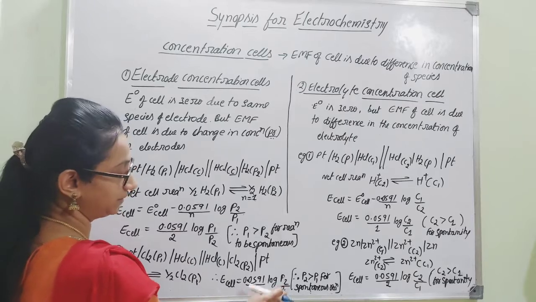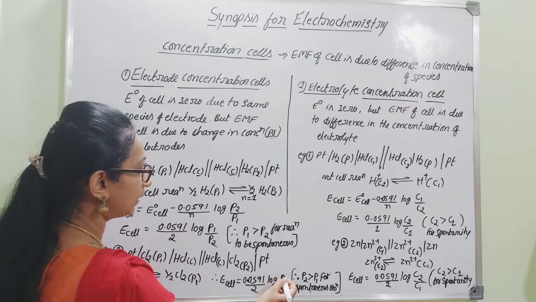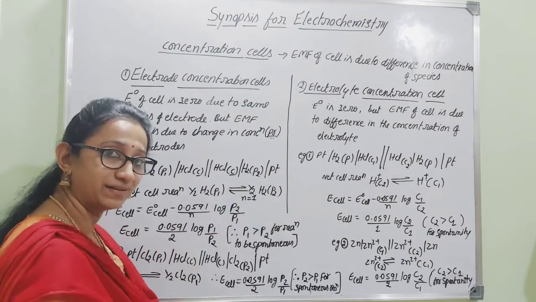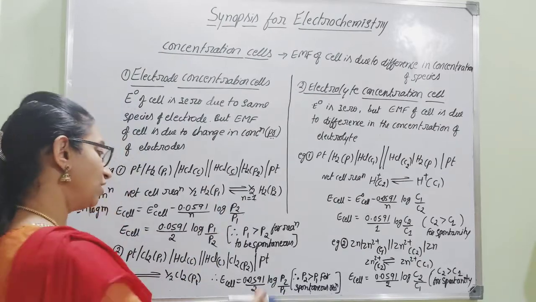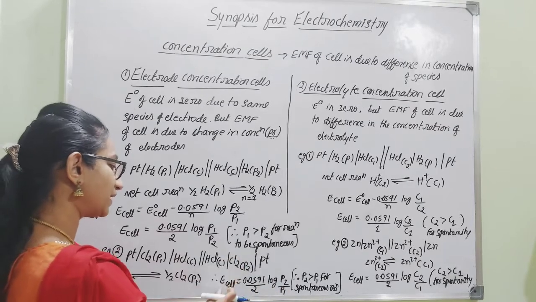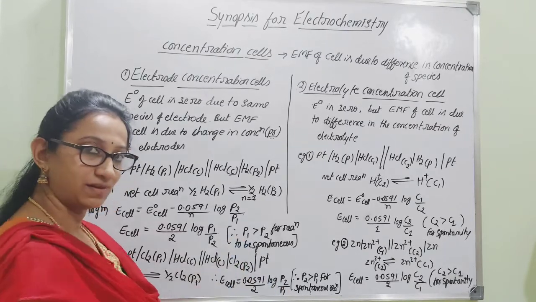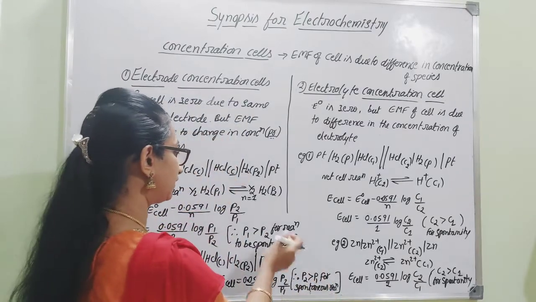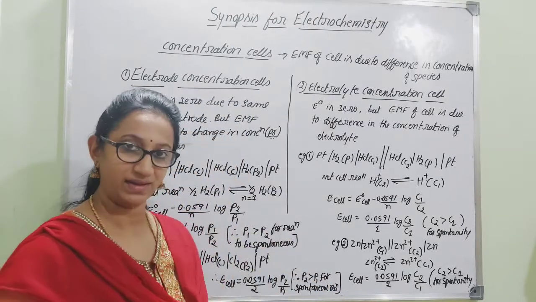You should be a keen observer. So here the P2 value should be greater than P1. Then only will the log value be greater than 0, that is positive. Once you get a positive value of this log, then the EMF of the cell will also be positive. If the EMF of the cell is positive, then absolutely we can say the reaction will be spontaneous.